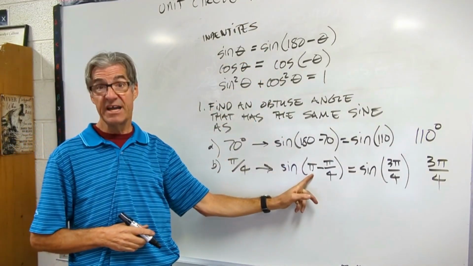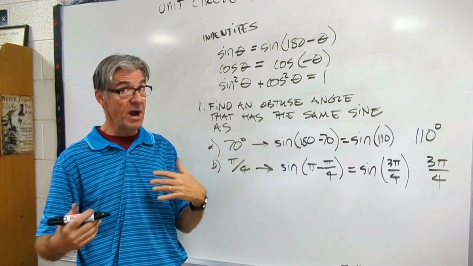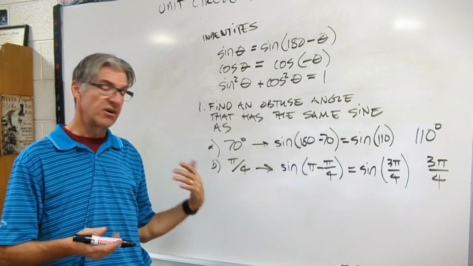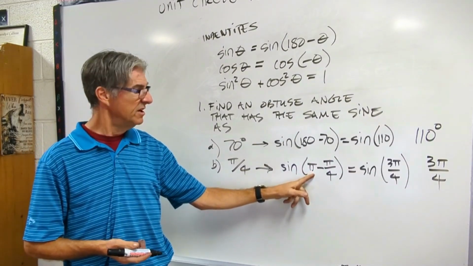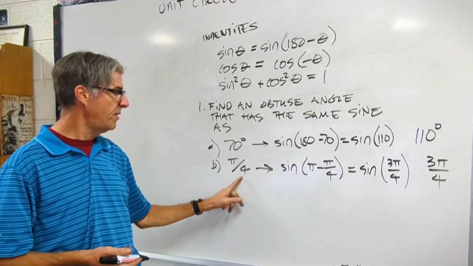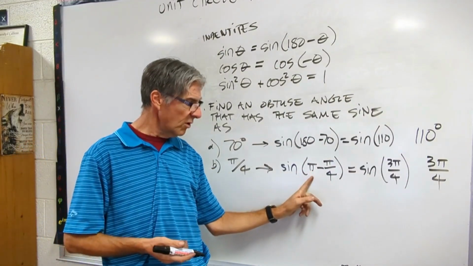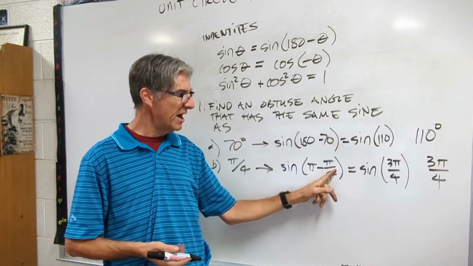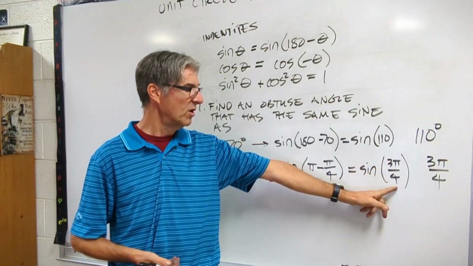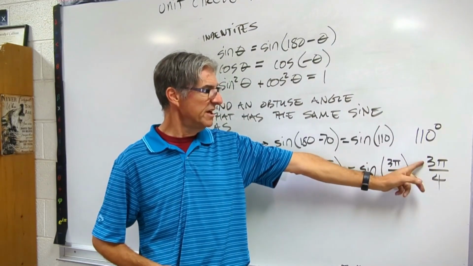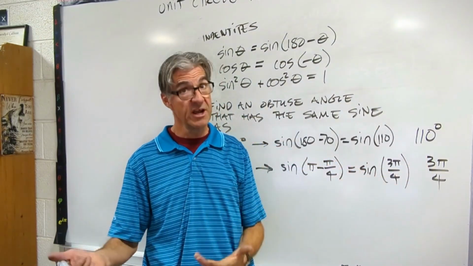So that's pi radians. Remember, 360 is 2 pi radians, so going halfway around or 180 degrees is just pi radians. So I'm just doing pi radians minus pi over 4. So this is 4 pi over 4 minus 1 pi over 4, which gives me 3 pi over 4. So that equivalent angle is 3 pi over 4 radians.